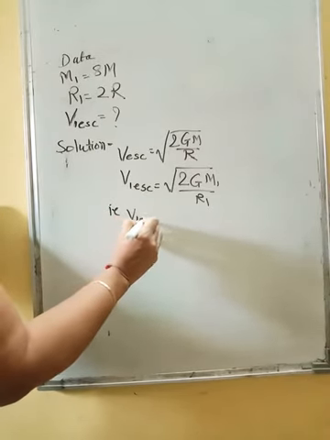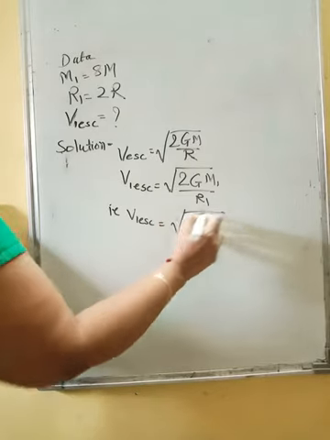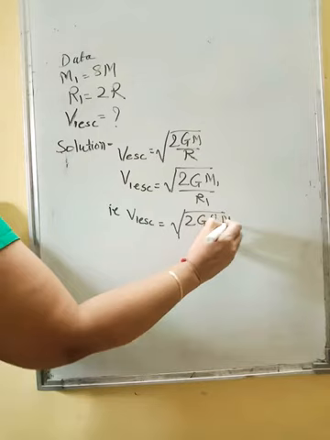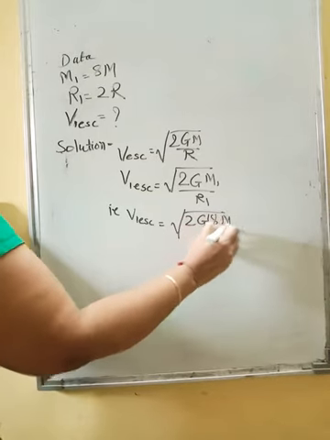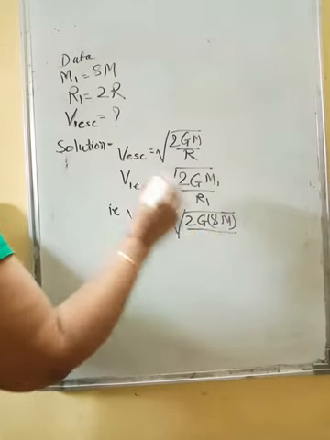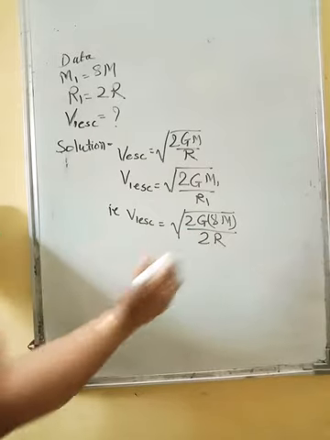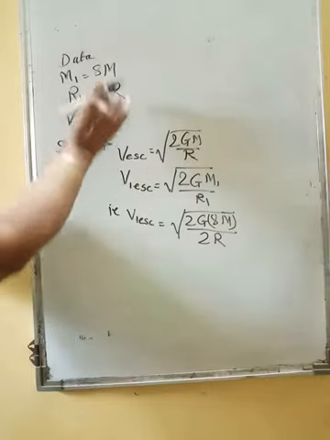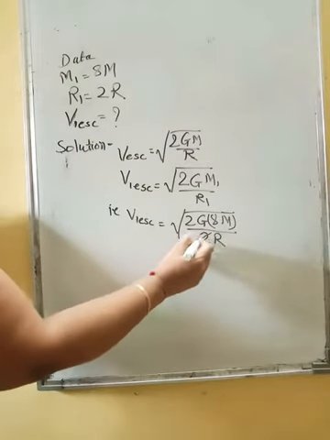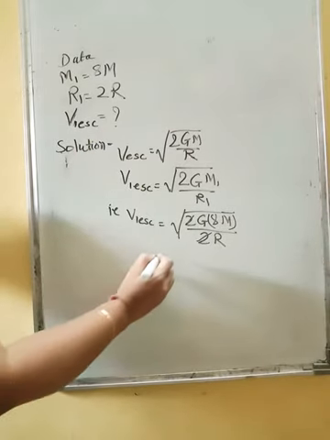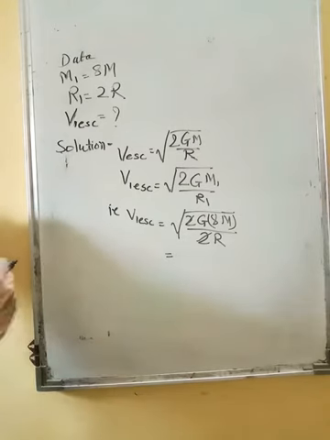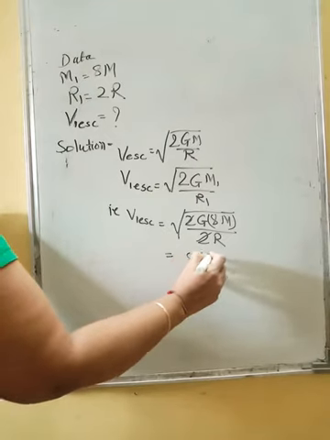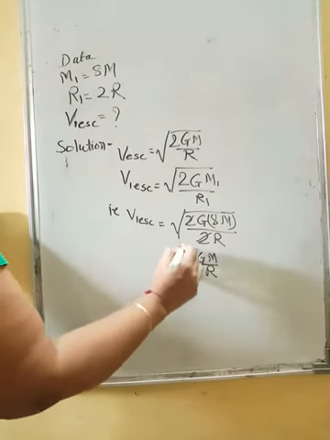So v1 escape is equal to square root of 2g. What is m1? 8m, right? And what is r1? 2r. See, up till now I have not used any substitution, only this simple rewriting. Now this 2 and 2 will get cancelled, right? So what you will have here? 8gm upon r.